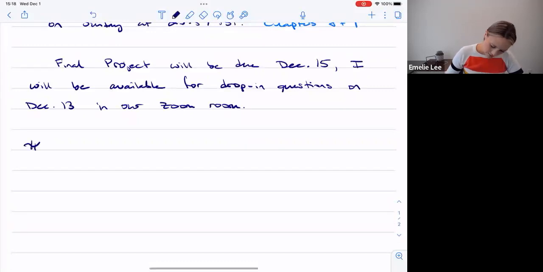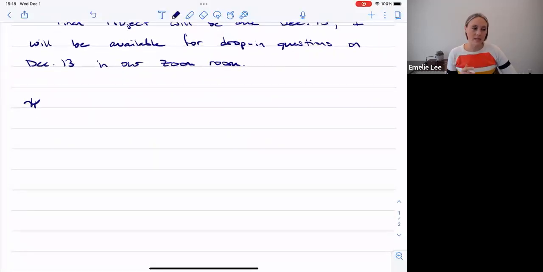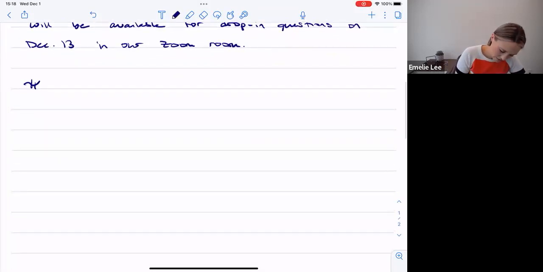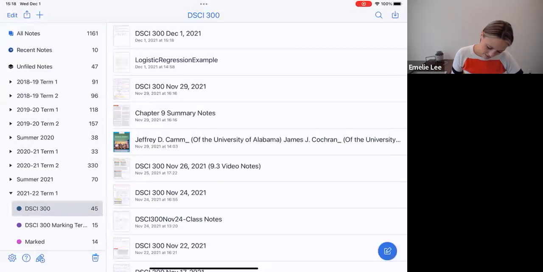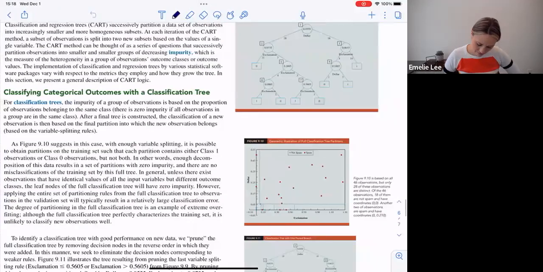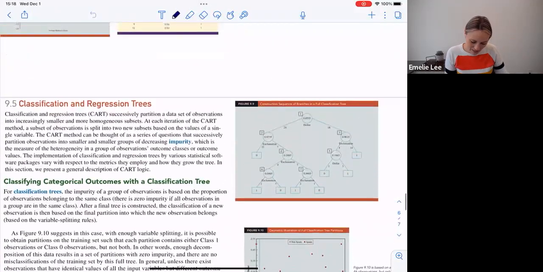So, continuing from last day, we were talking about classification trees. Let me go back there in my mind. Oh yeah, okay, so we were talking about classification and regression trees, and we looked at an example.